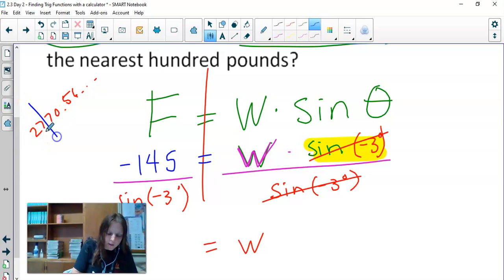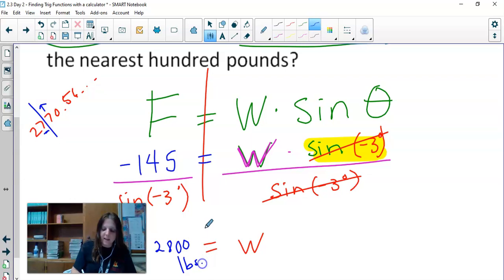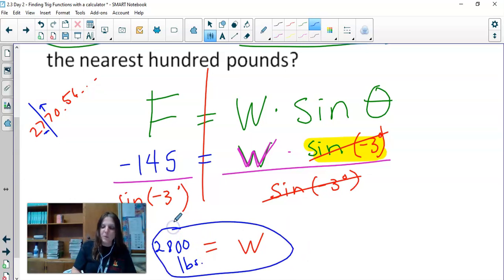2,700. I'm rounding here. Okay, so the question is, do you leave it 2,700 or do you round it to 2,800? Look at the number behind it. Since it's a 5 or up, you need to round this up. So instead of 2,700, it would be 2,800. And the label on this is pounds. So this would be a 2,800 pound car if it had that much force with this angle.